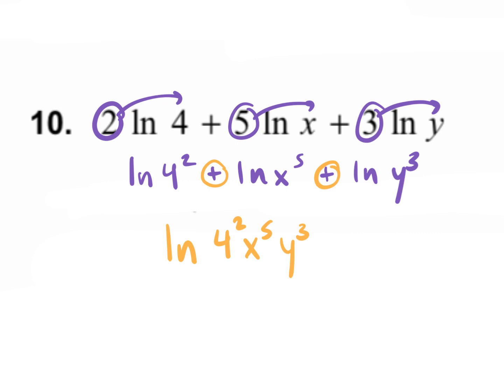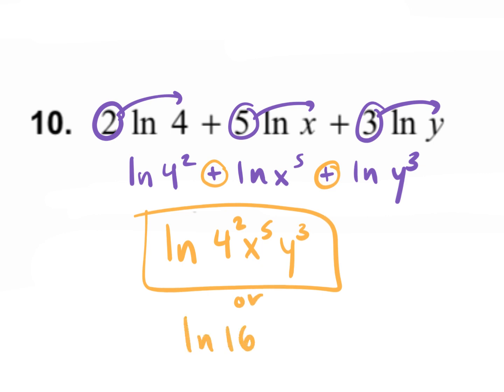Perfect. So you're condensing it down to a single log. So when you condense it, you get rid of the other ones. So we just multiply everything we have here. You could write your answer as ln of 16 x to the 5th, y to the 3rd. That would be fine too. Or you could put it in parentheses if you want to.